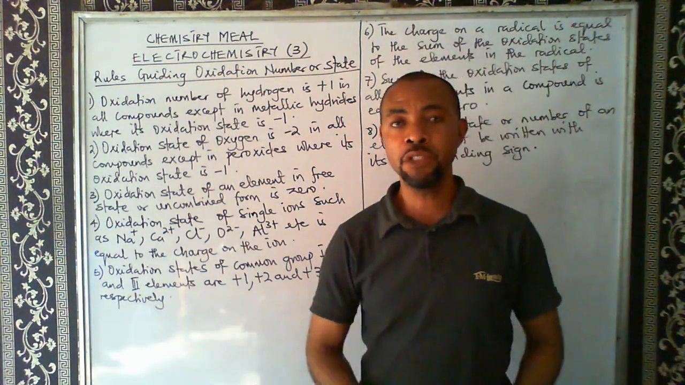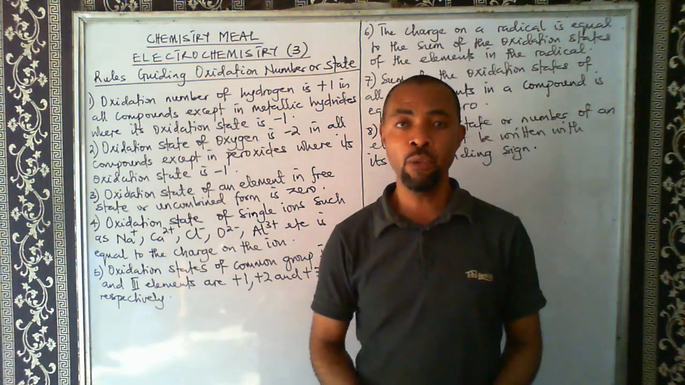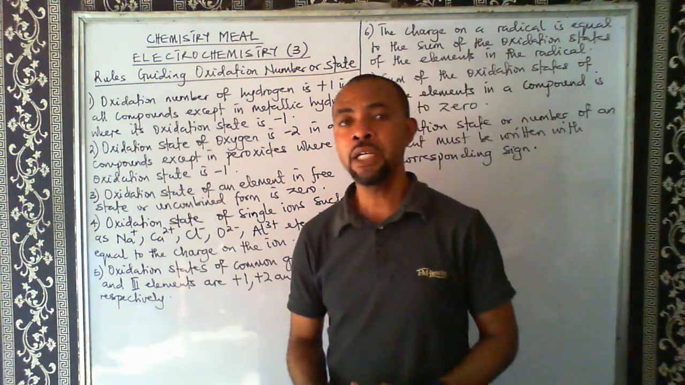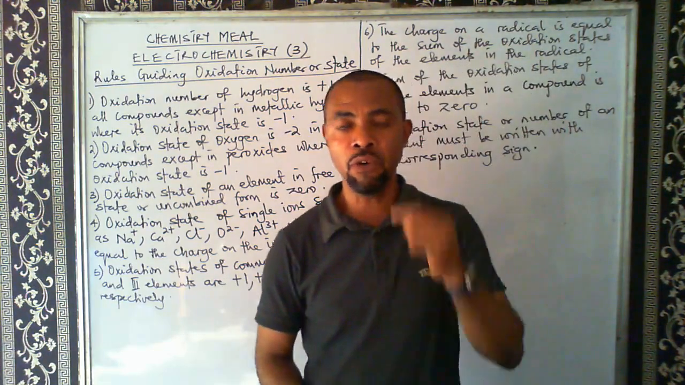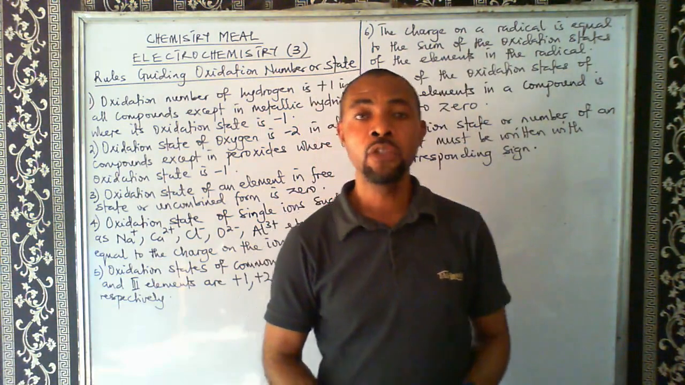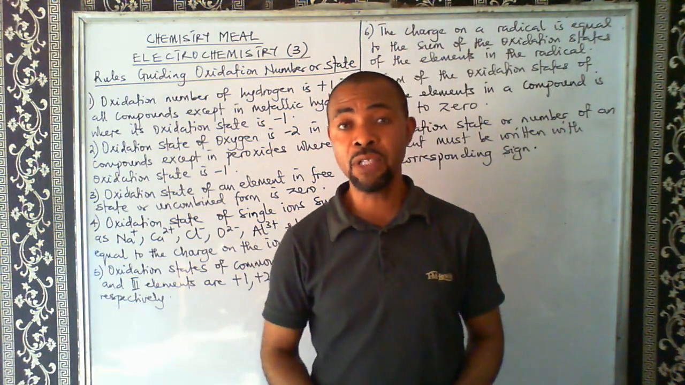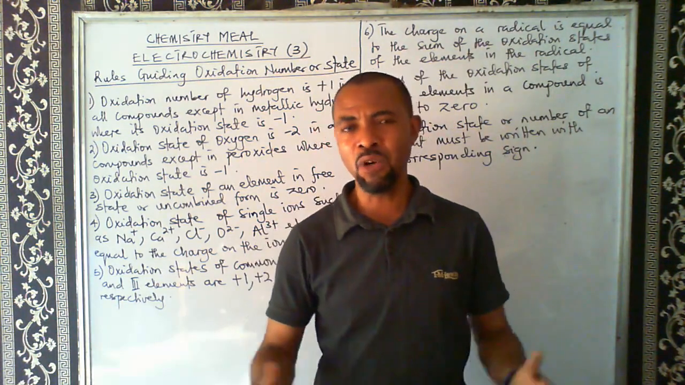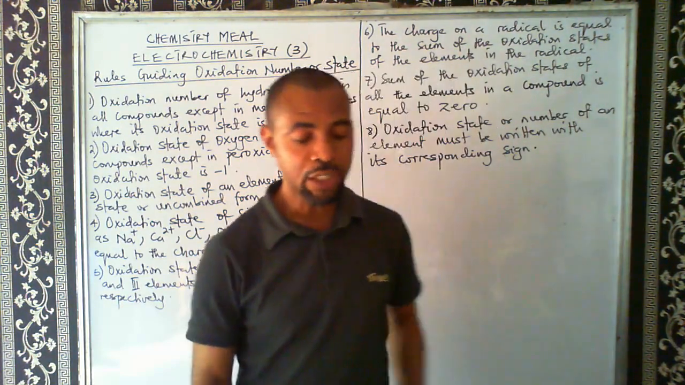Now, in the first part of electrochemistry, we looked at the concept of oxidation and reduction. And then in the second part, we considered the concept of oxidation number and its two main uses. So in this third part, we want to see the rules that will help us in carrying out calculations of oxidation numbers of elements in compounds and also in radicals. So let's look at these rules.